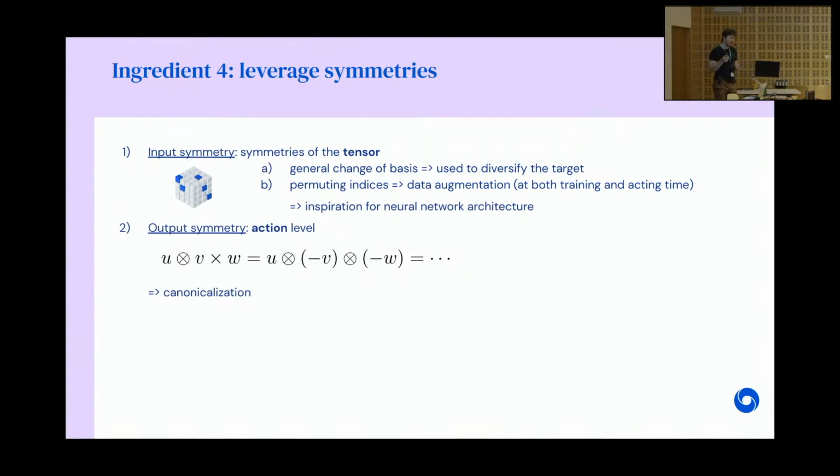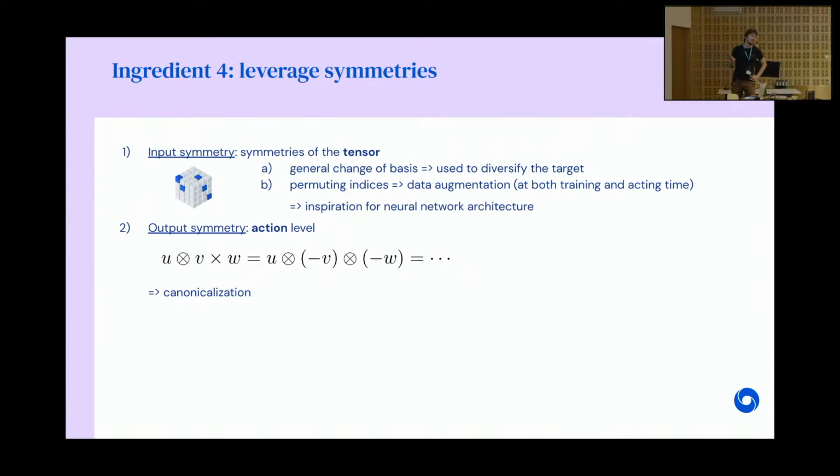Interestingly, there are also symmetries in the output side of the problem. So for example, on the level of a single action, remember in every step of the game, the player needs to output these three vectors, u, v, and w, and then the state of the game will be updated by subtracting the outer product, u times v times w, from the current tensor.